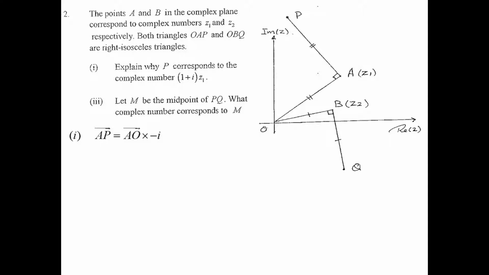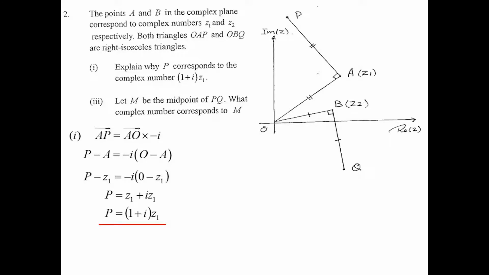So it's actually cis of the angle. But because I'm dealing with 90 degrees, and the cos of 90 is 0 and the sine of 90 is 1, in this case I can just say, oh, it's negative i. P minus A is P minus Z1. It'll be negative i times, well, O is 0, minus Z1. Rearrange that. Oh, look. That's why P is 1 plus i times Z1.